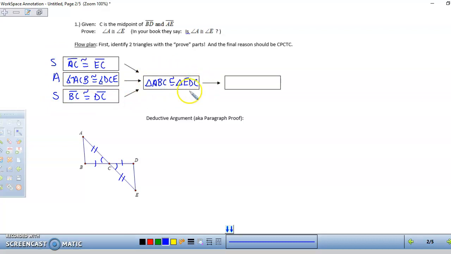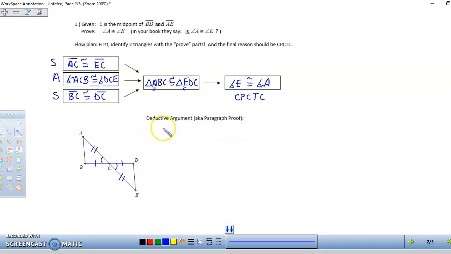Now, because I have congruent triangles, all of their parts are going to be congruent. So is angle A congruent to angle E? Well, here's A and here's E, which are in corresponding positions. So the answer is yes. Angle E is congruent to angle A, or angle A is congruent to angle E. And the reason you would give is CPCTC. So this is basically how you would plan what you are going to write.